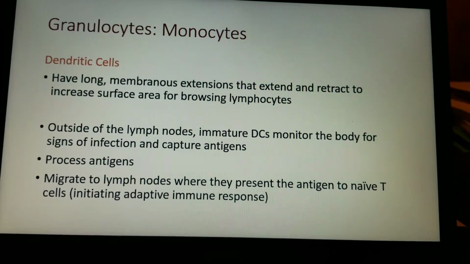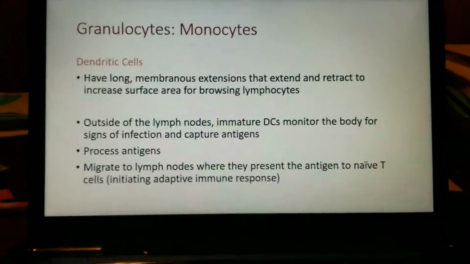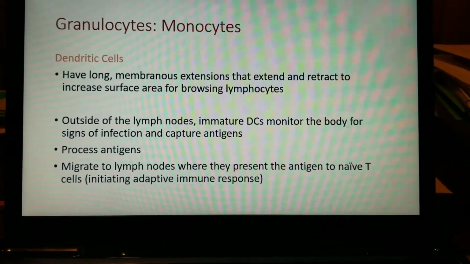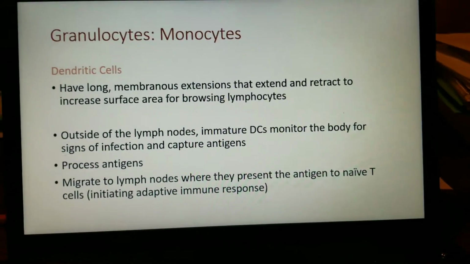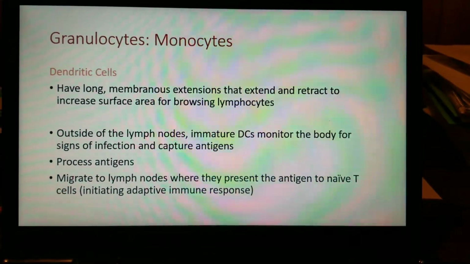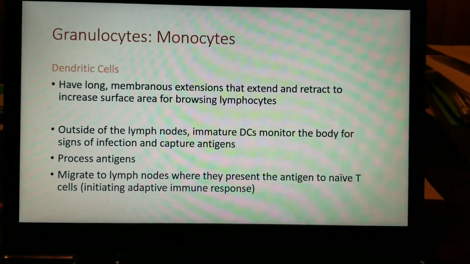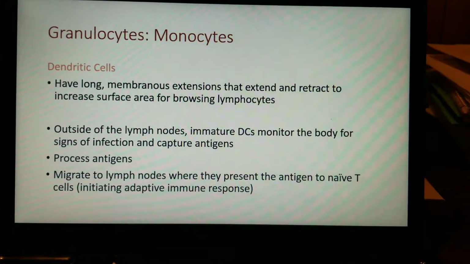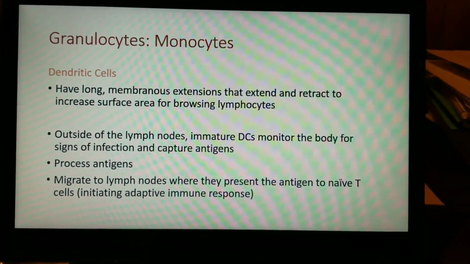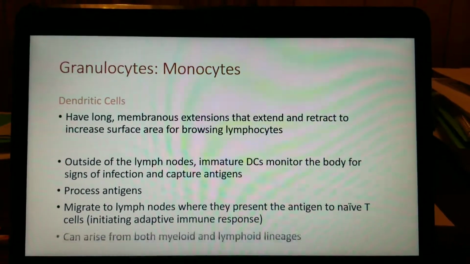The other thing that monocytes can become is dendritic cells. They're characterized by their long membranous extensions that extend and retract to increase surface area for browsing lymphocytes. When they're outside of the lymph nodes, the immature dendritic cells monitor the body for signs of infection and capture antigens. They process these antigens and then migrate to the lymph nodes, where they present the antigen to naive T cells, which initiates the adaptive immune response.